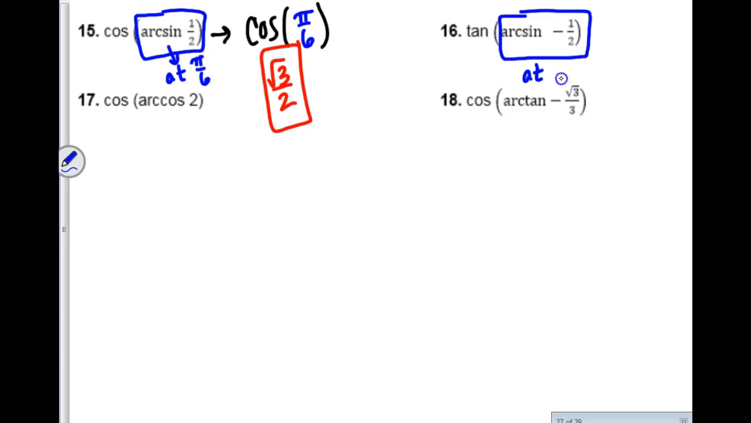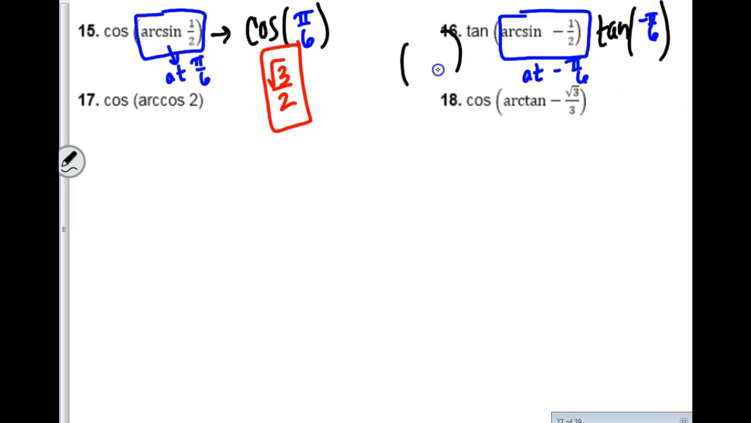At -pi over 6. Very good. So that's because of the definition of the restrictions on arc sine. So this question really says, what is the tangent at -pi over 6? So remember, tangent's the one that's not on your unit circle. You'd have to do a little calculation.